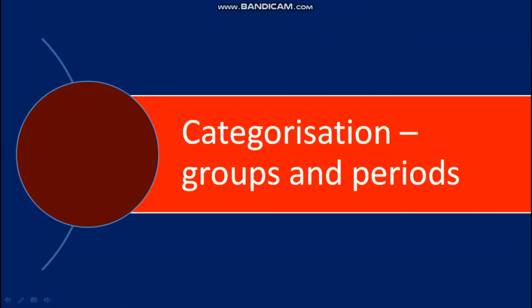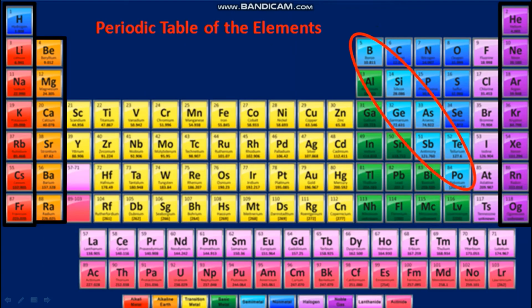Categorization, groups and periods. The vertical columns in the periodic table are known as groups. The group to which an element belongs corresponds to its properties and the number of electrons the element has in its outer shell, which I'll explain more about in another video. Some of the groups in the periodic table have special names. Group 1 elements are called alkaline metals, Group 2 elements are called alkaline earth metals, and Group 8 elements are called noble gases. These groups I've just named are all surrounded in a black line.